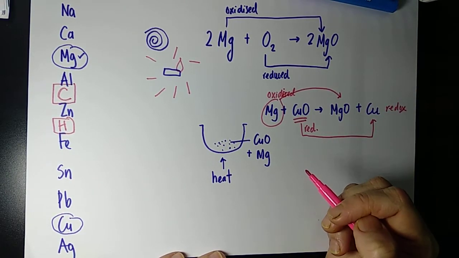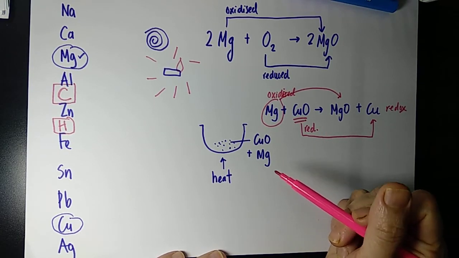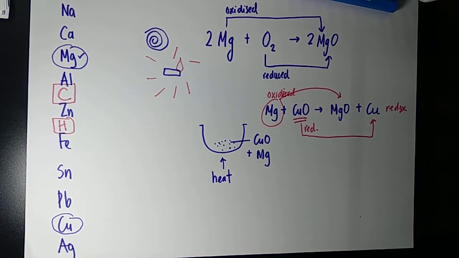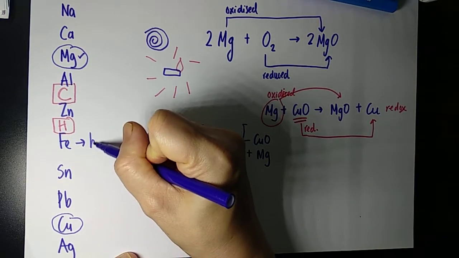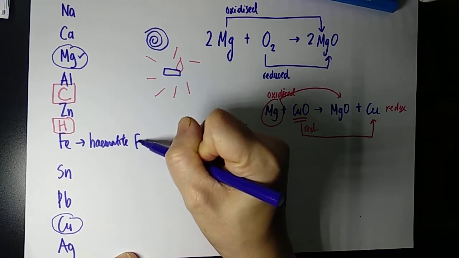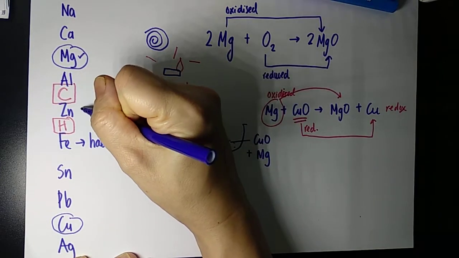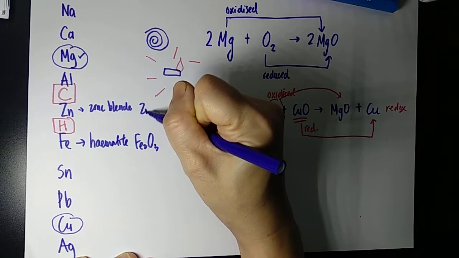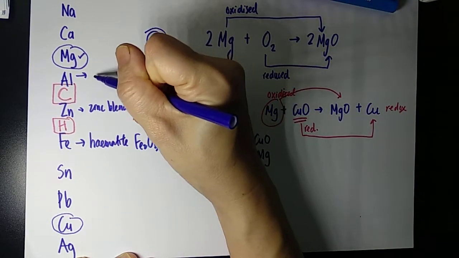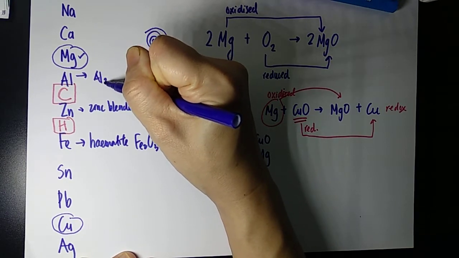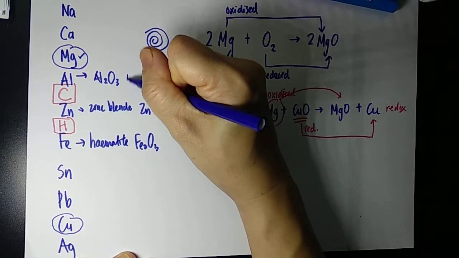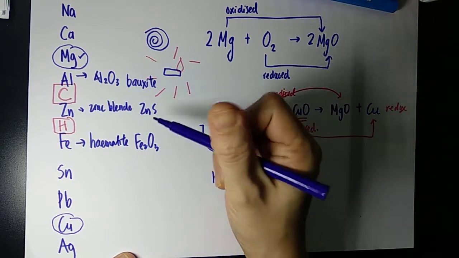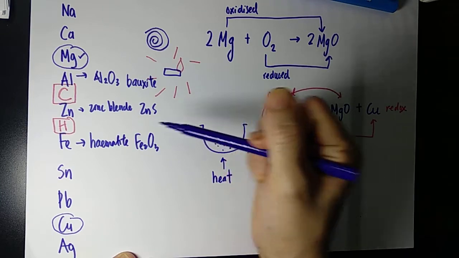Now, if I find metals in the soil, what happens is the metals don't exist as pure metals. Most of the metals exist as ores. For example, iron will exist as hematite, which is mostly iron trioxide. Zinc will exist as zinc blende, which is mostly zinc sulfide. And aluminium will exist as aluminium oxide or bauxite. So what happens is we need to extract these metals from their original ore into their elements.